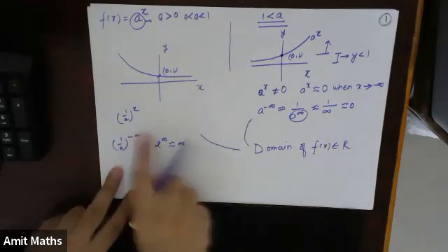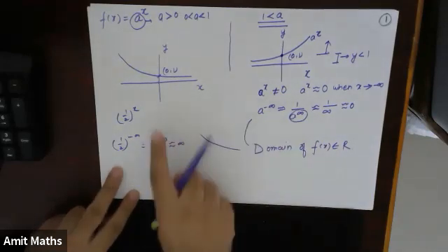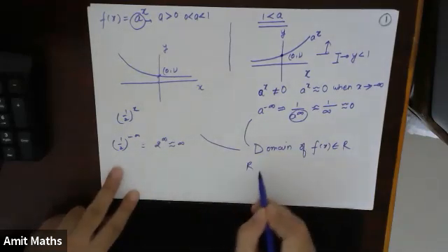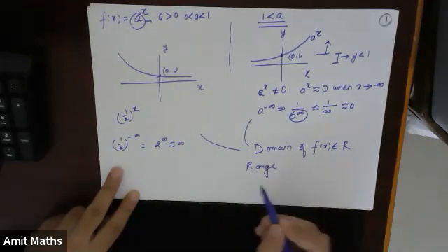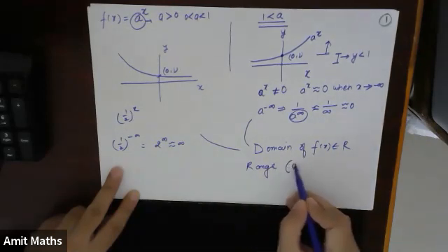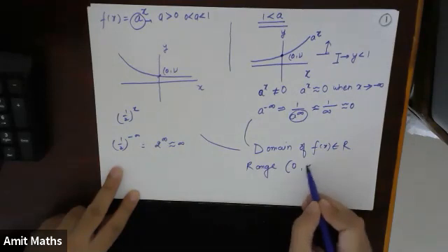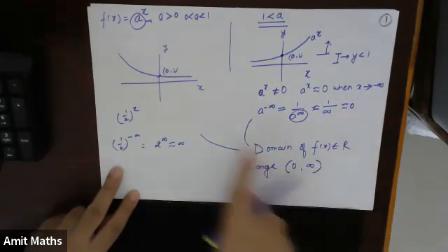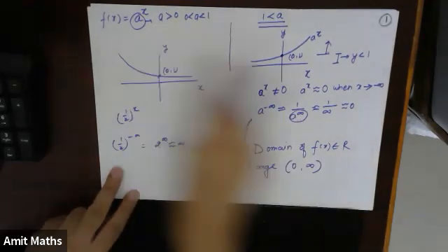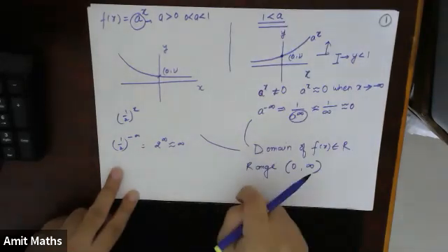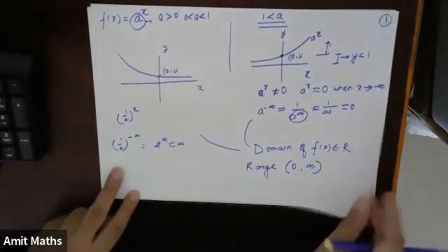The range of both the curves will move from 0 till infinity. Understood? Fine. Okay, now on this, write a question.